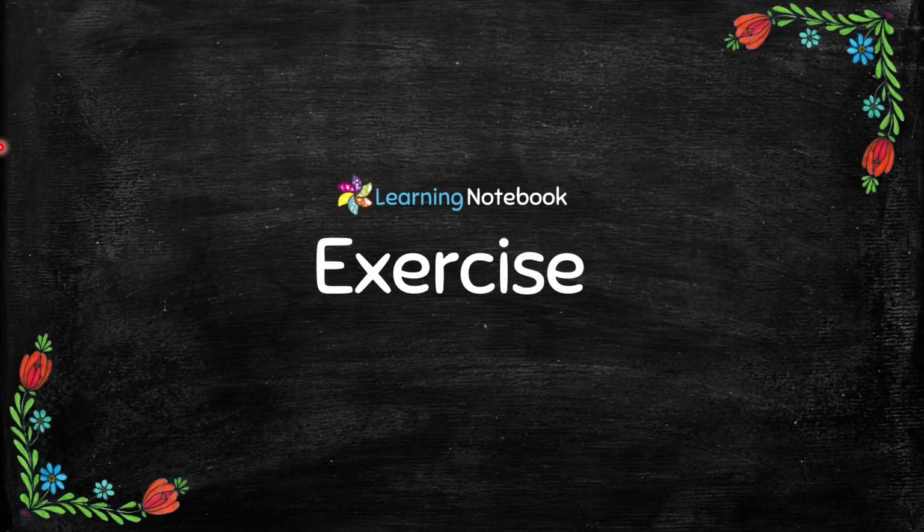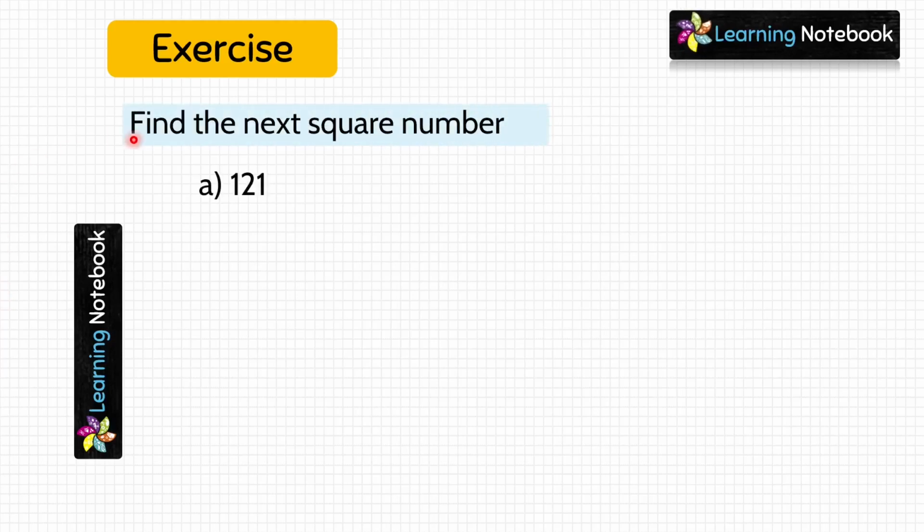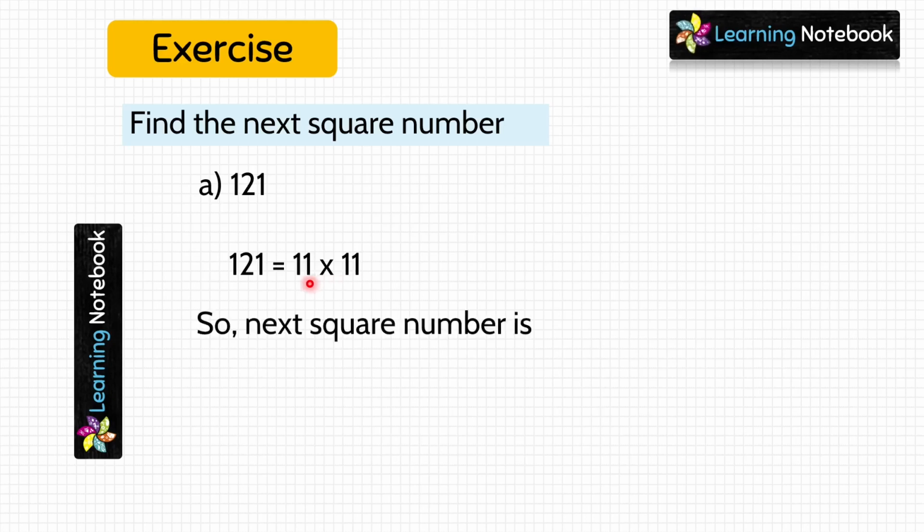Now let's do some questions. Question is, find the next square number after 121. So here students, we have to find the next square number after 121. And we know 121 is the square of 11. That is 121 equals 11 into 11. So next square number will be 12 into 12, which equals 144.